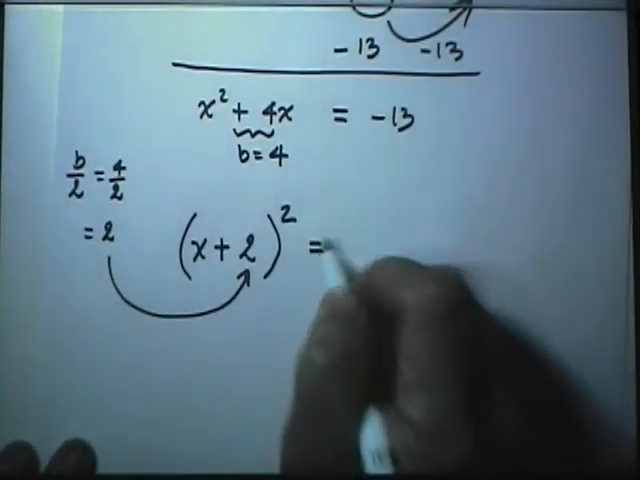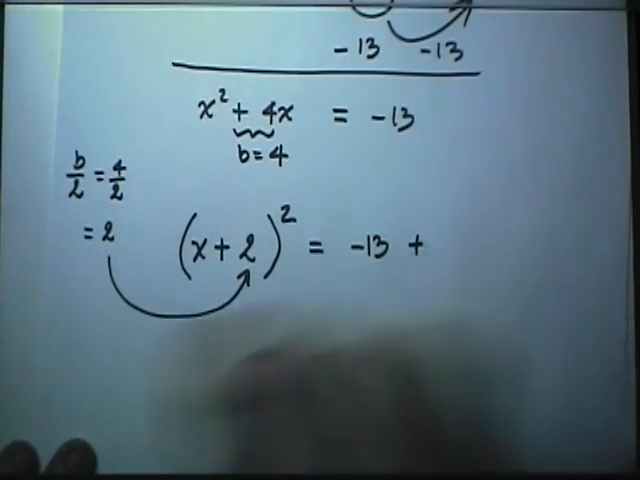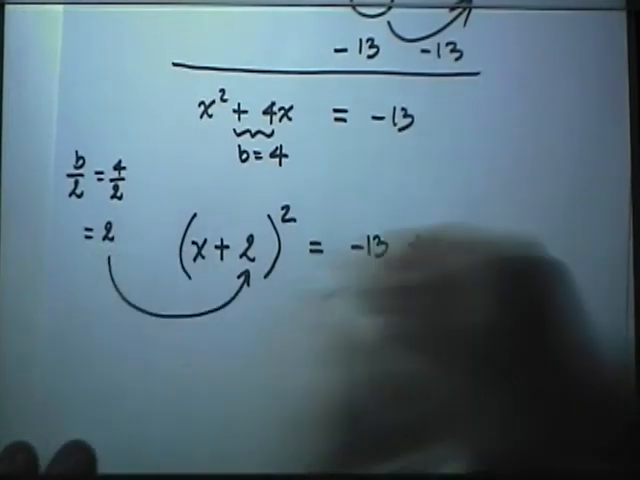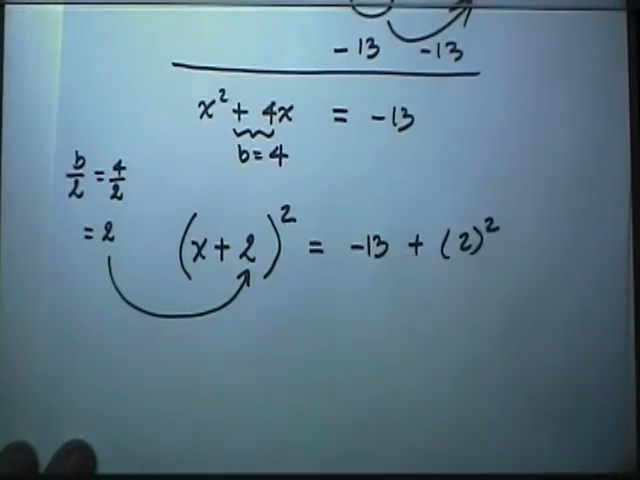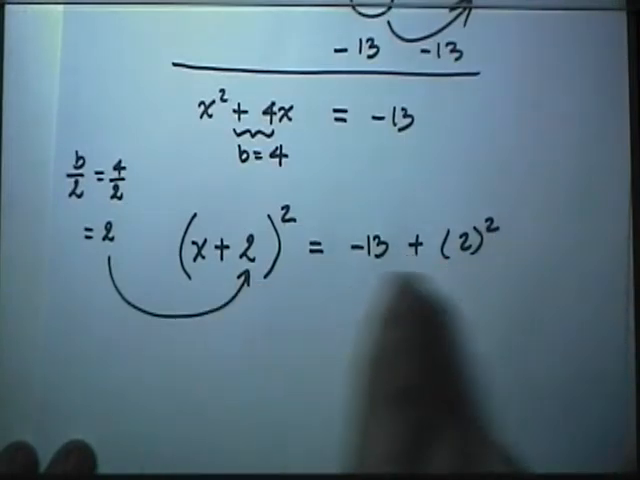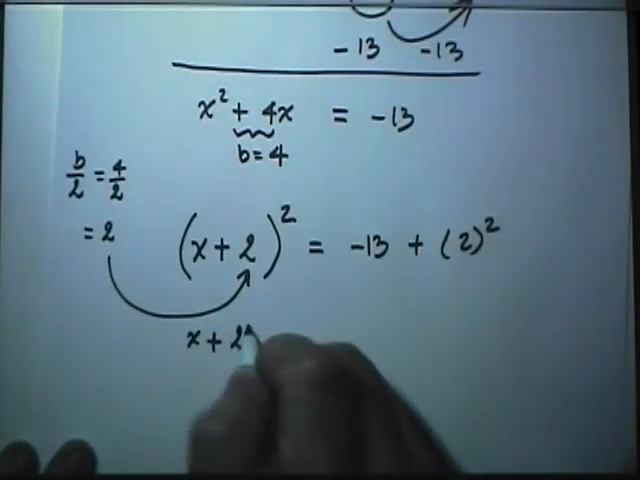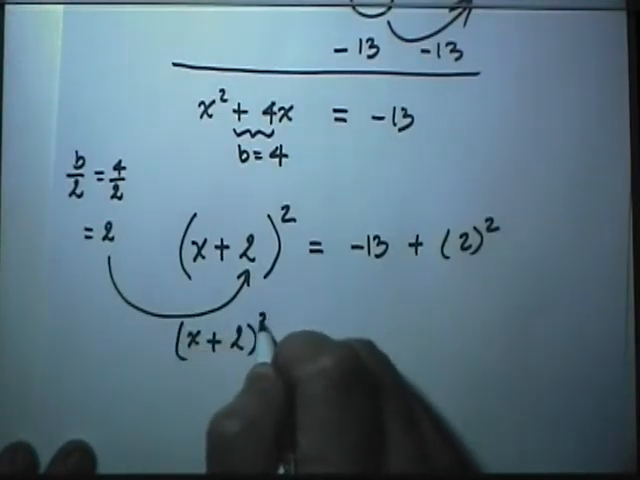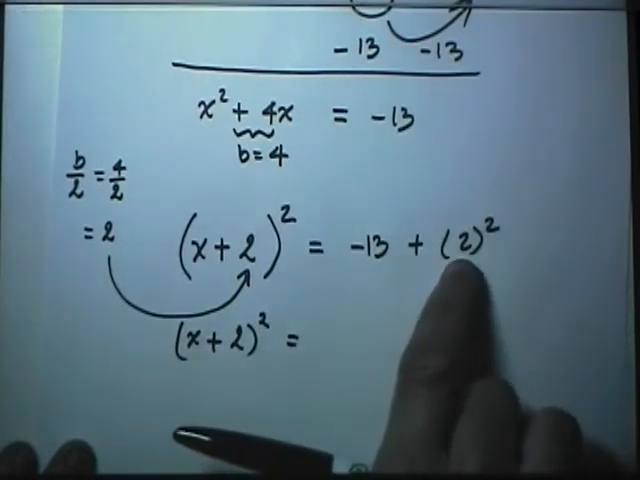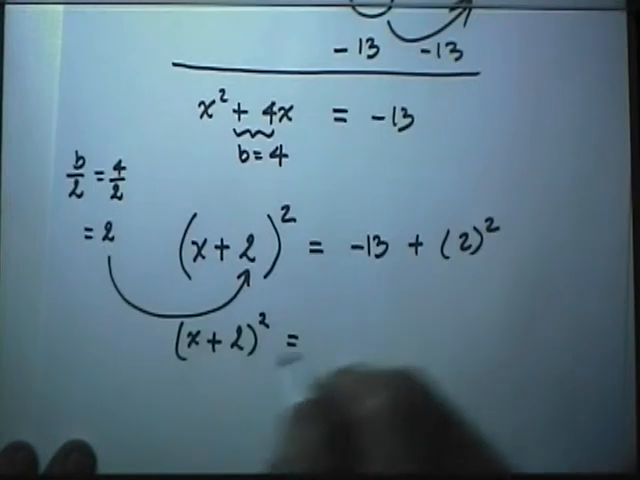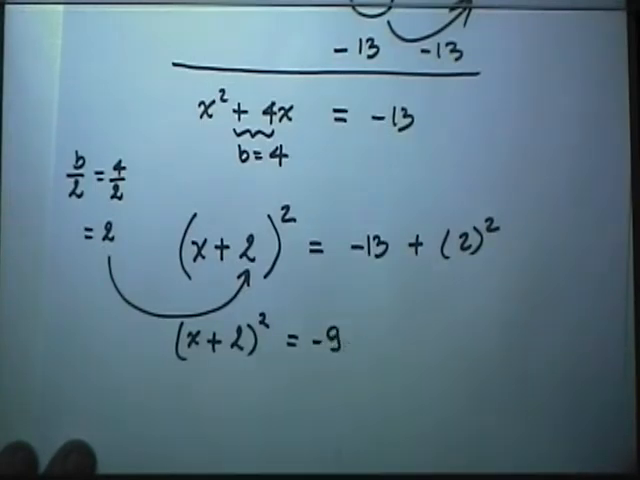And then on the right side, besides the minus 13 there, I need to add my b over 2 quantity right here, and I have to square it. 2 all squared. And I add that to my right side. Okay? So I have come up with my new equation right there. To clean it up a little bit, it's going to look like x plus 2 all squared equals minus 13 plus 2 squared. Now 2 squared is a 4, isn't it? So I have x plus 2 all squared equals minus 9.